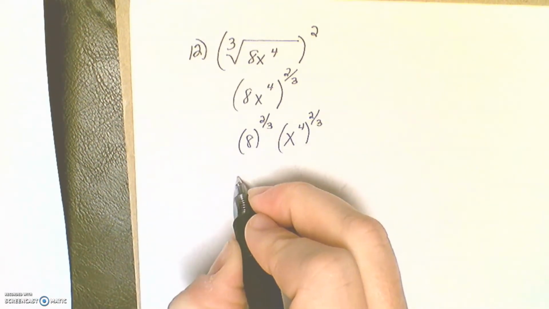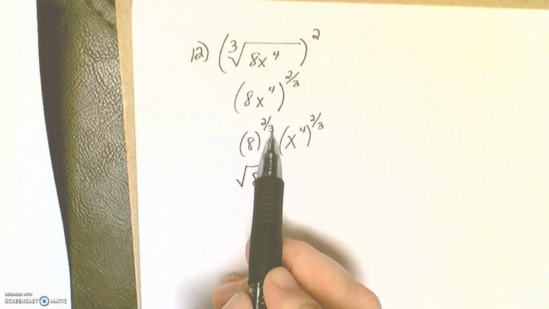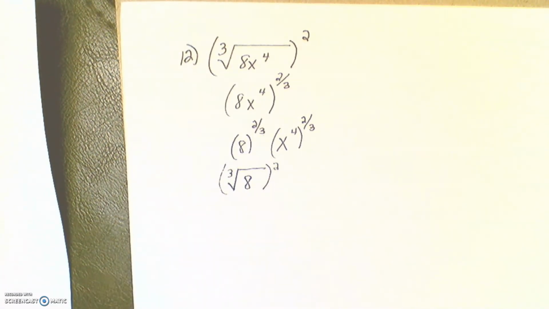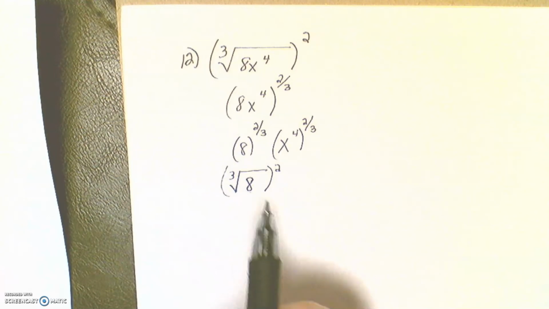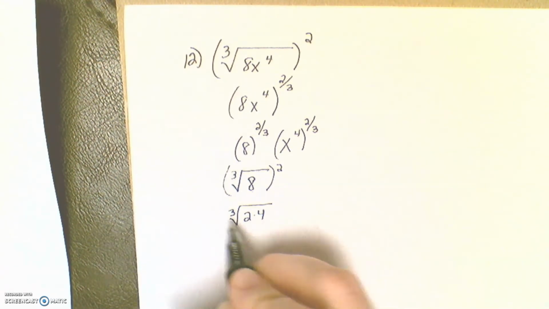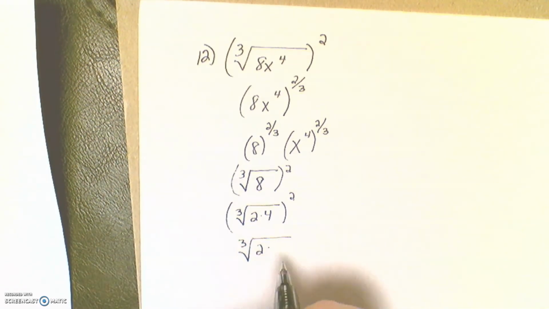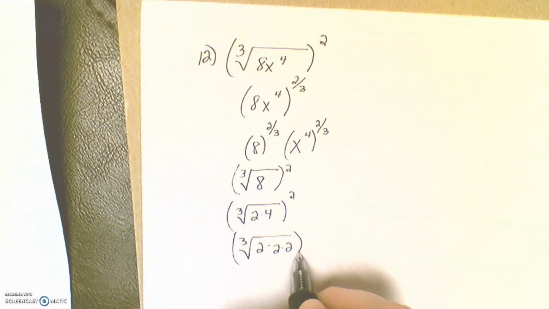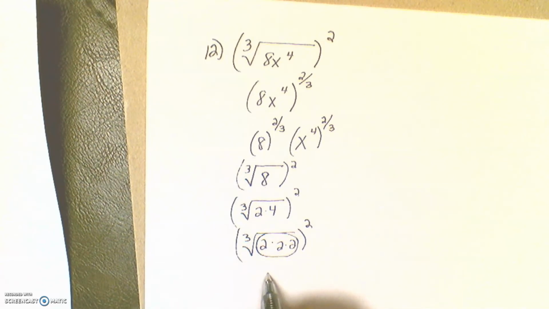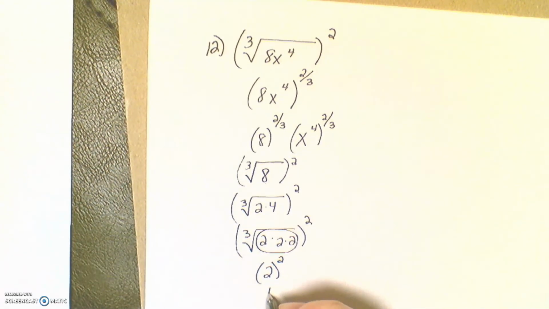If we take this back to radical form, we have 8. Index is 3. Exponent is 2. So the cube root of 8, if we were to break this up, we could do 2 times 4. Breaking apart the 4, we could do 2 times 2. So we have a group of 2's that we can bring out. Don't forget the square. 2 squared becomes 4.